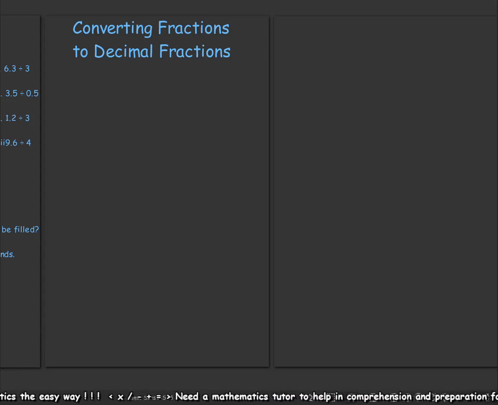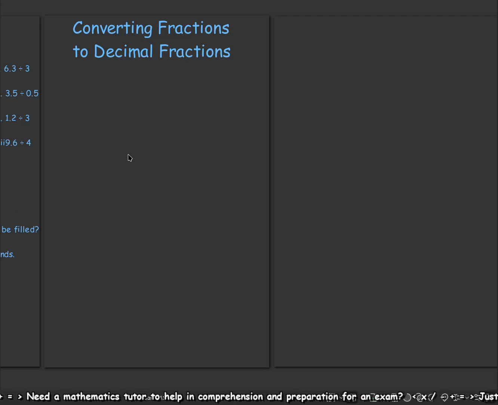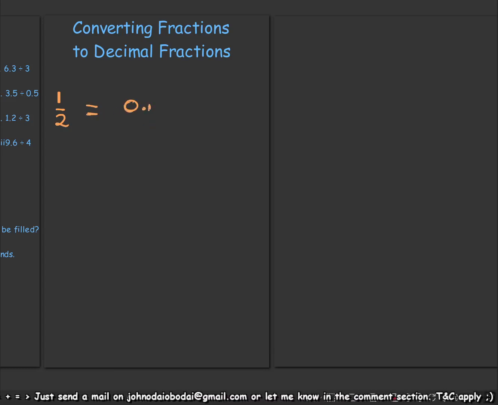So if we talk of the decimal fraction, what do we mean? Decimal fractions are all fractions, but they are just notations. A common fraction, we all know, is 1/2. But if you want to write it with decimal notation, then it's just going to be 0.5. You see that?